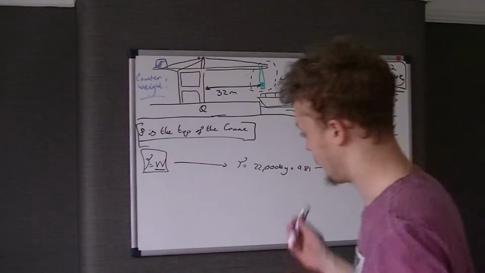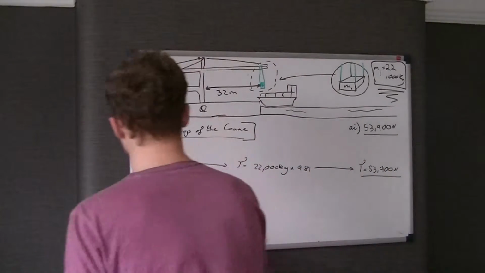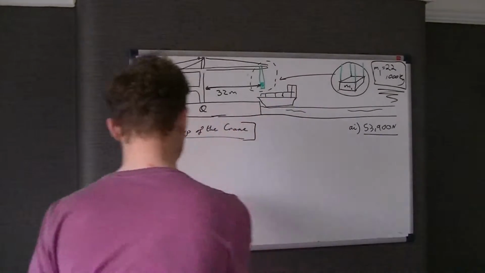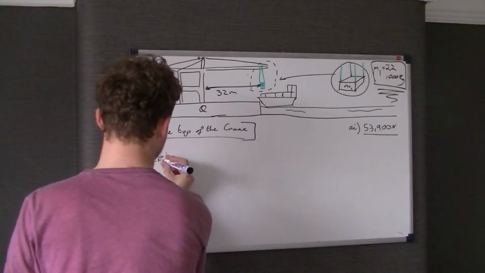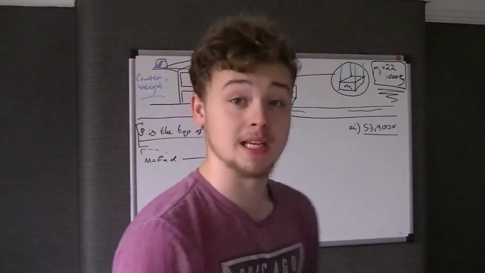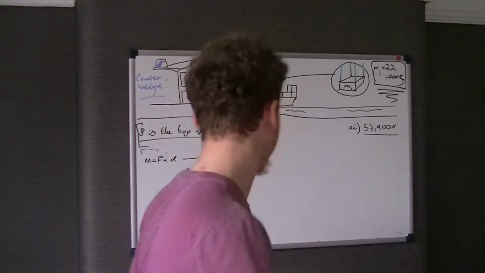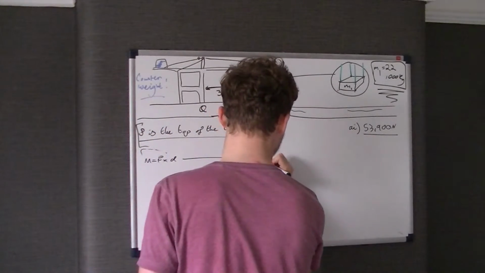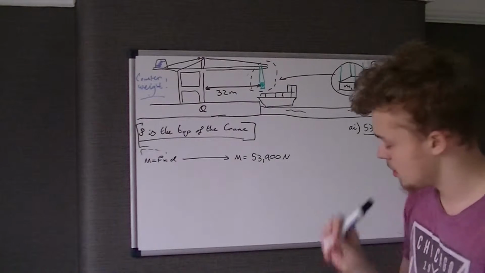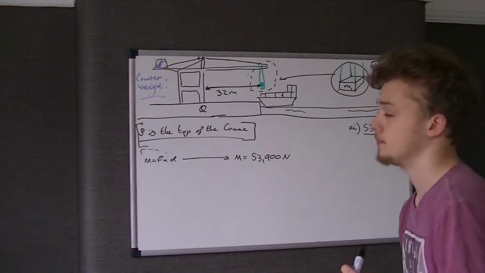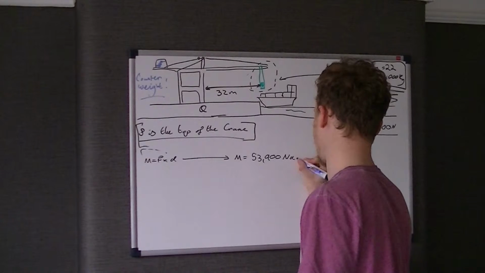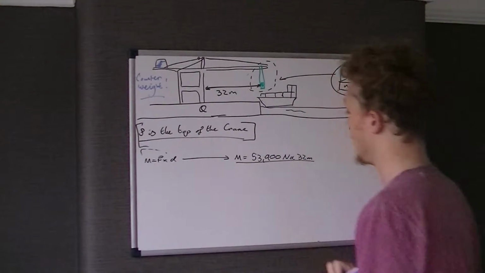The first thing I would do in this question, though it's not worth that many marks really, is state that moment is force times distance, in other words M equals F times d, where d is the perpendicular distance. The force is equal to the weight, because the weight is a force. So the force is 53,900 newtons, or exactly, I think that might have been a little bit rounded actually. I'm not 100% sure, I can't quite remember. But anyway, it's 53,900 newtons, or whatever you got for A part 1, times the distance, which is 32 metres. And that is your moment.